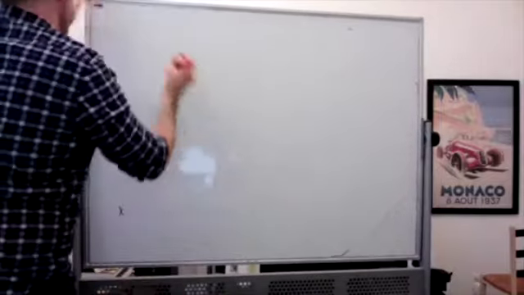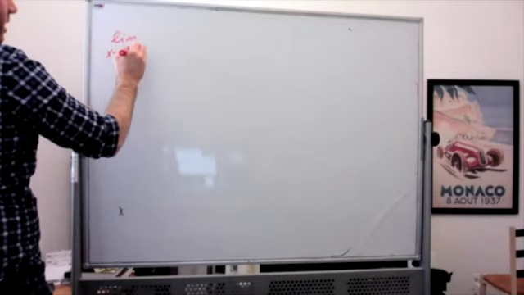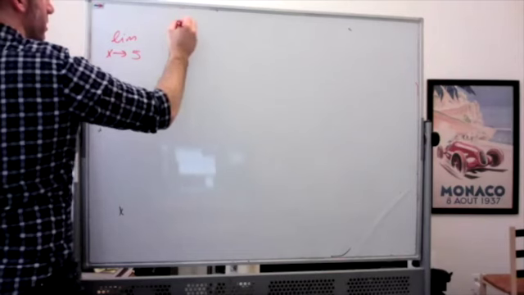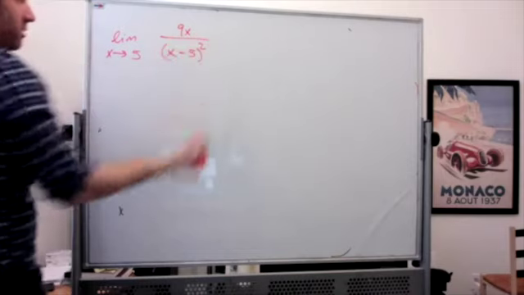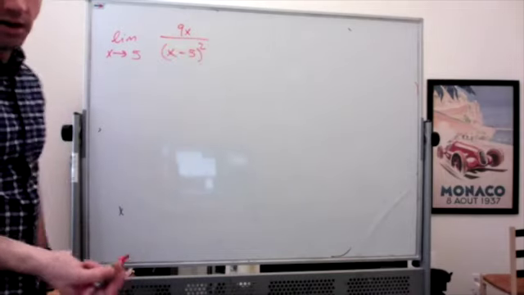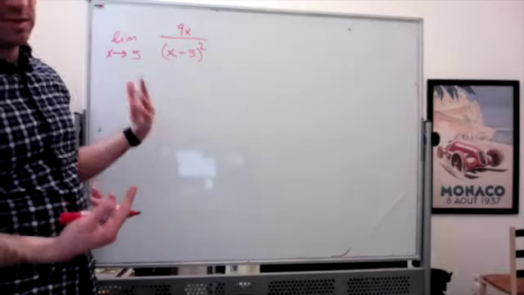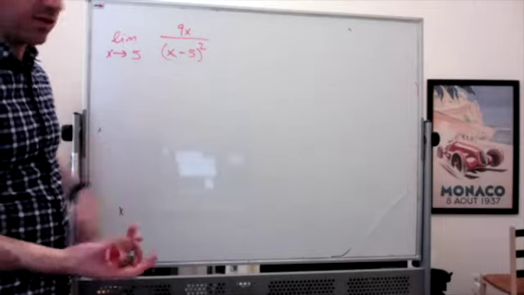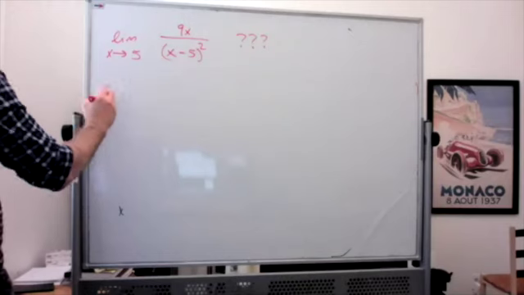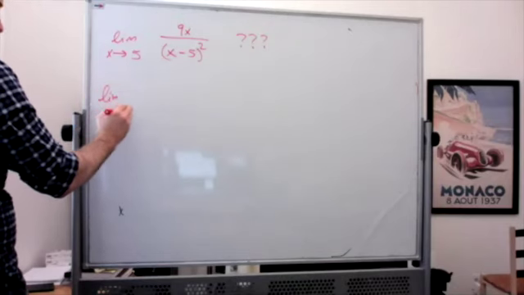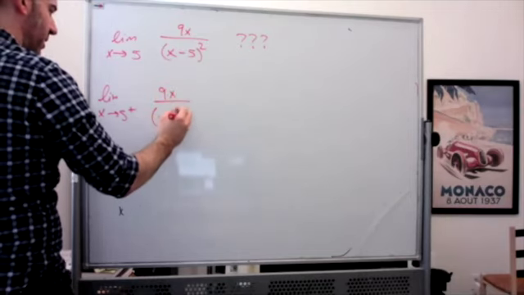If someone said, find the limit as x approaches 5 of, I don't know, 9x over x minus 5 to the second. Well, for any kind of limit where I'm not sure if the left and right hand side are the same, which I'm definitely never sure for one like this where we're dividing by 0, I'm going to look at the left and the right hand side limit. Something like the limit as x approaches 5 from the right of 9x over x minus 5 squared.